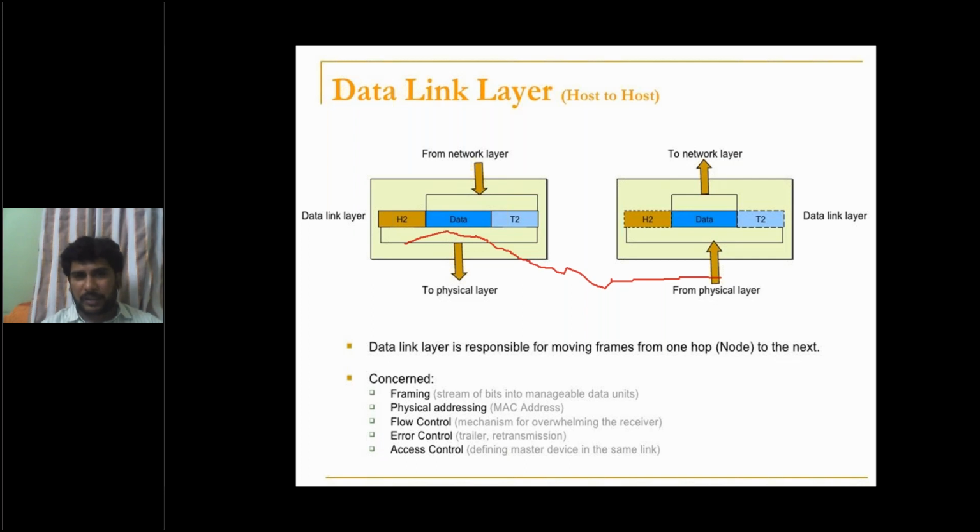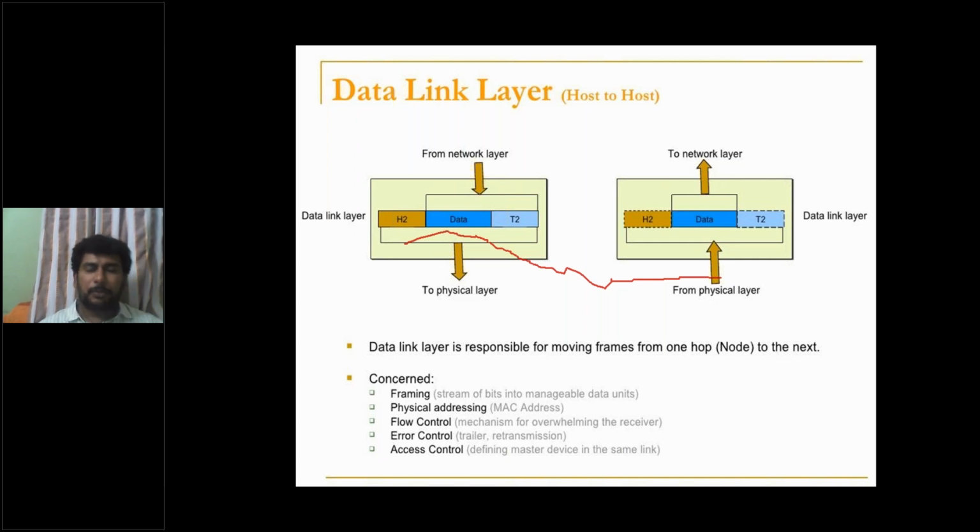So we have error control, flow control, framing, node to node delivery, and one more important function delivered by the data link layer: it generates an address which helps in implementing node to node delivery. And that address is called the MAC address or physical address.